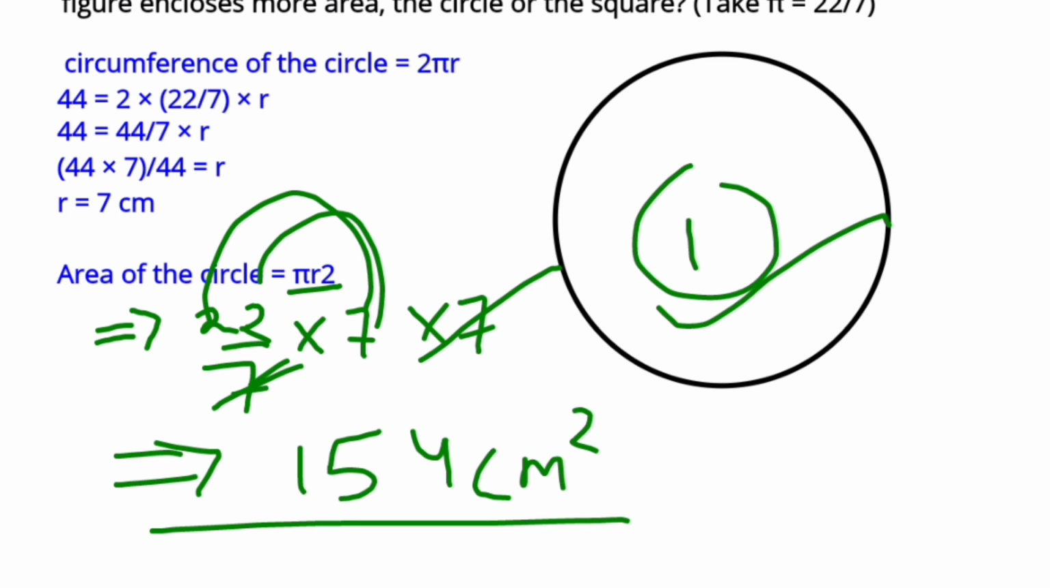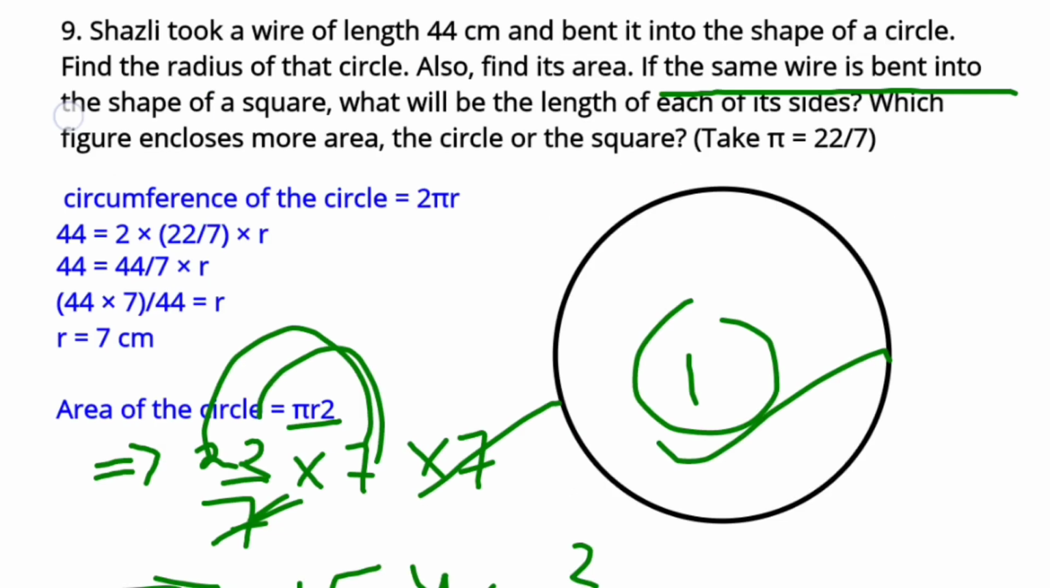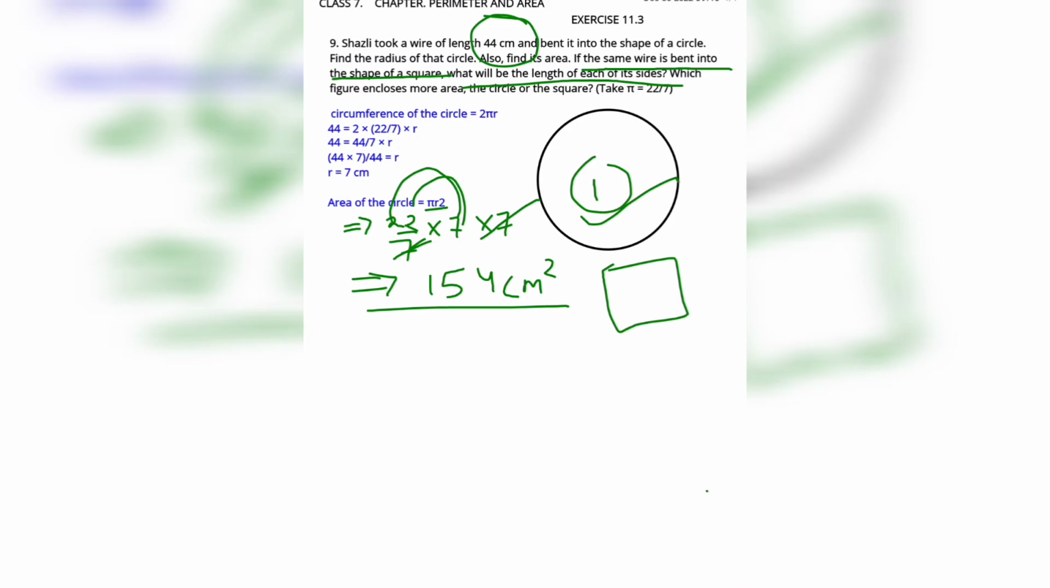Now let's read. The question is saying if the same wire is bent into the shape of a square, what will be the length of each side, and which figure encloses more area? Now they are saying the same wire is bent into the shape of a square. It means now 44 will be the perimeter of the given square. Now we will calculate its length. Then we will calculate its area. Then we will move on to the final part of the question.